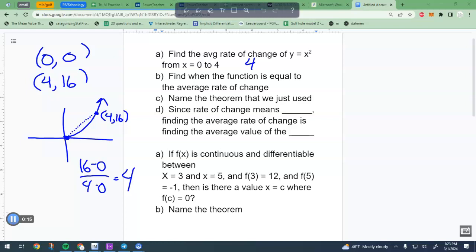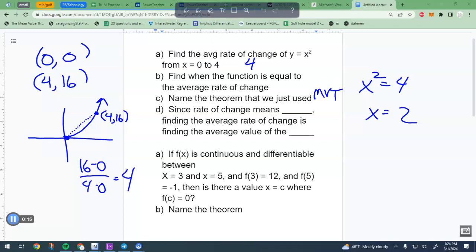And then when does the function equal that? You're just taking x squared and setting it equal to 4. And it would be plus or minus 2 typically, but because we're only looking between 0 and 4, we just say x equals 2. So what theorem is that? That's the mean value theorem. And we found the average rate of change.